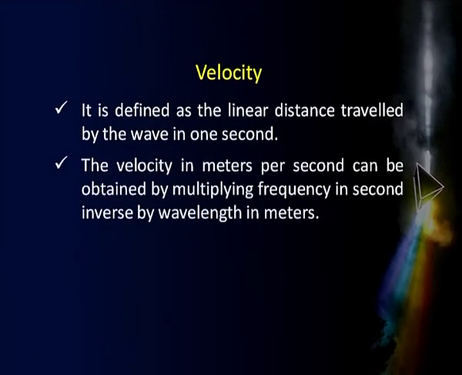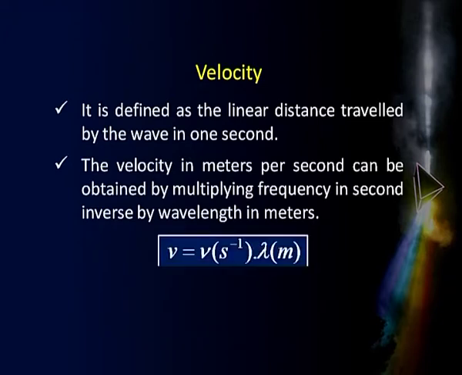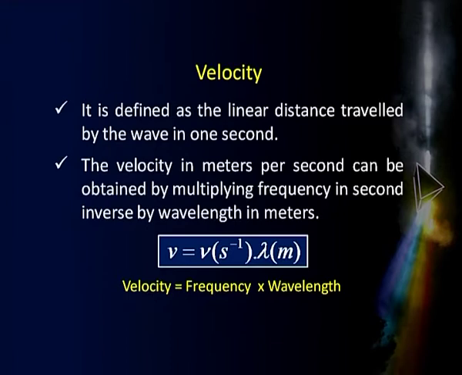And that velocity in meters per second can be obtained by multiplying the frequency in second inverse by the wavelength in meters. So, that is the way we can compute the velocity of EM radiation: velocity v is equal to frequency per second times wavelength in meters. So, essentially our velocity will be in meters per second, which is a typical unit of velocity we all know. Essentially, velocity is equal to frequency into wavelength.